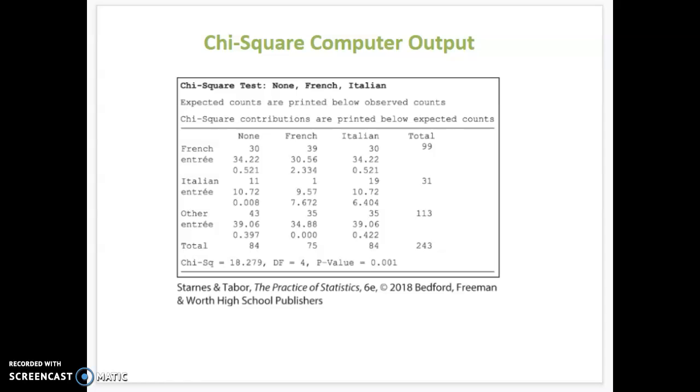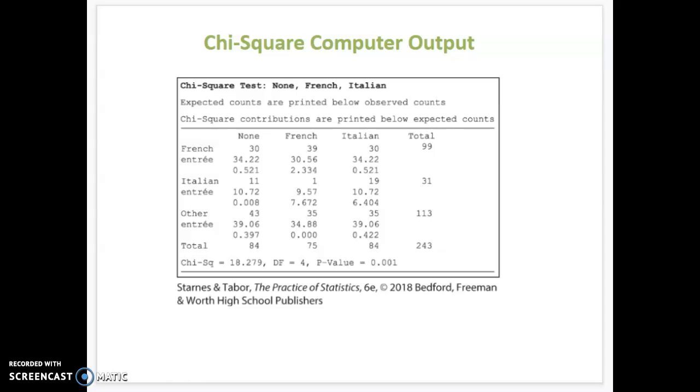So this one, an example out of the book, dealing with the matrix here, the first value that you see, if you look across the first row where it says French, for the French entree, the 30, 39, 30 are all the observed counts.